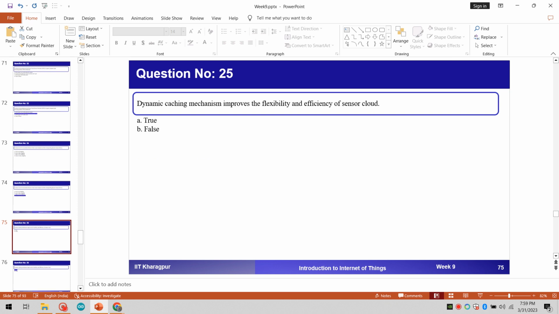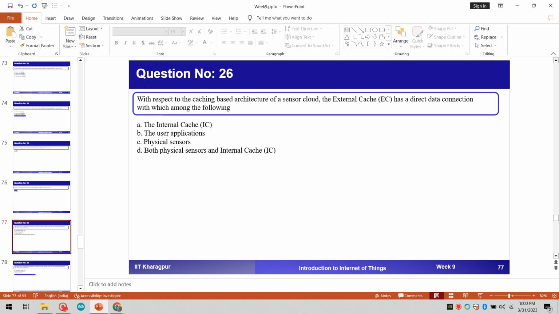Next question is, dynamic caching mechanism improves the flexibility and efficiency of sensor cloud. Options are true or false. Yeah, ma'am. A, true. Yes, this statement is correct. Next question is, with respect to the caching based architecture of sensor cloud, the external cache has the direct data connection with which among the following: internal cache, user application, physical sensor, both physical sensor and internal cache. A.